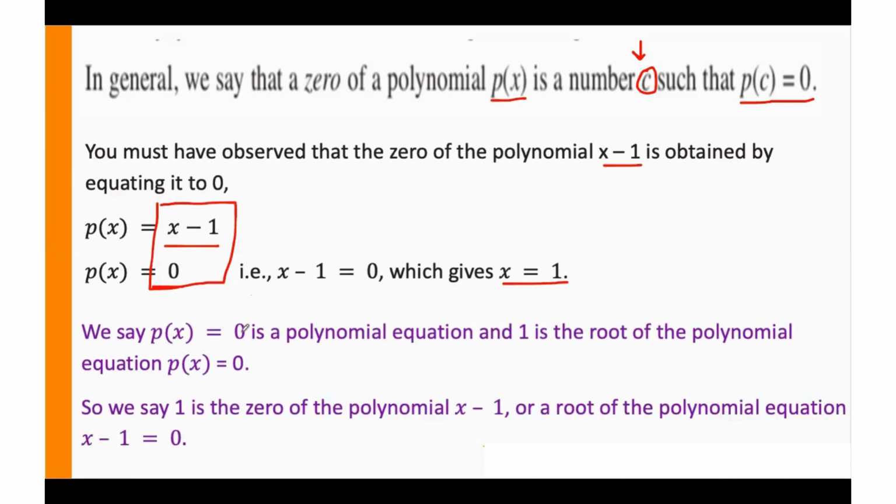We say p of x is equal to 0 is a polynomial equation, and 1 is the root of this polynomial equation. Or we can also say that 1 is the 0 of this polynomial equation. So there are two words which are often used. One is root and one is the 0 of this polynomial equation.